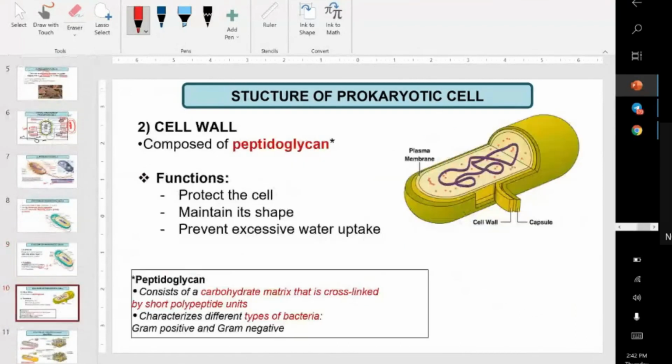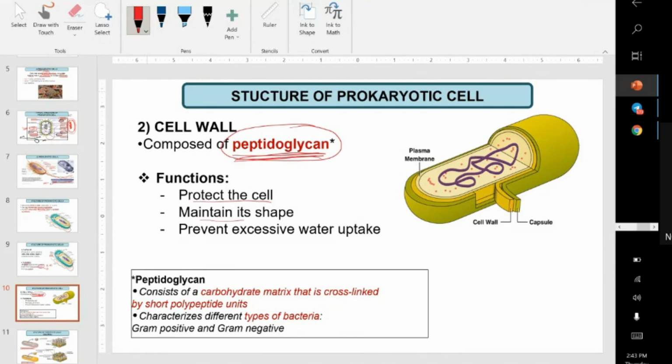Next, we have the cell wall. The prokaryotic cell has a cell wall composed of peptidoglycan. You have to memorize this composition, because the composition of the cell wall between prokaryote and eukaryote is very different. Their cell wall is composed of peptidoglycan. Do you remember? The function of the cell wall is to protect the cell and maintain its shape.